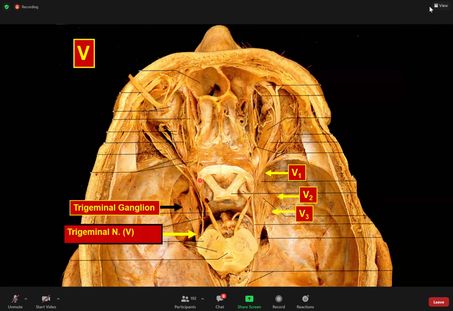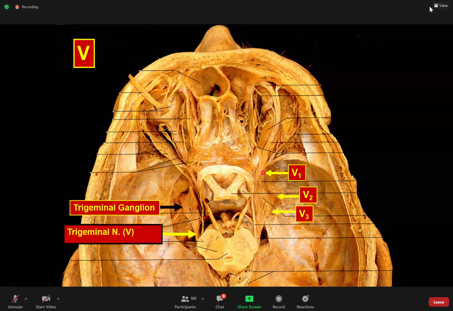Now here you are seeing the Gasserian ganglion. From the Gasserian ganglion you are seeing the three divisions. One is V1, the ophthalmic division, and it is entering into the orbit. Then you have the maxillary division, which is passing through the foramen rotundum, and it will come out just behind the orbit. And then you have the mandibular division, which is arising from the Gasserian or the trigeminal ganglion and passing through the foramen ovale to reach the infratemporal fossa.